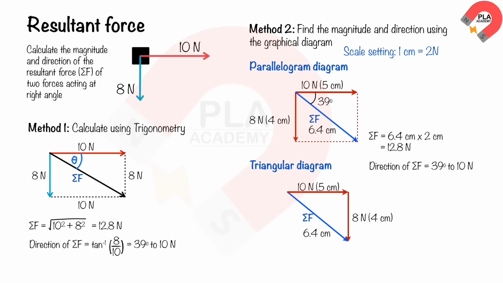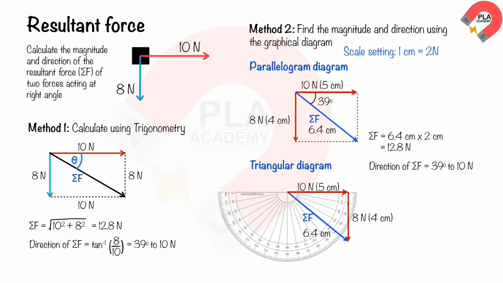So, the magnitude of the resultant force is 6.4 centimeters times 2 newtons equals 12.8 newtons. Measure the angle between the 10 newtons force and the resultant force. So, the direction of the resultant force is 39 degrees to the 10 newtons force.